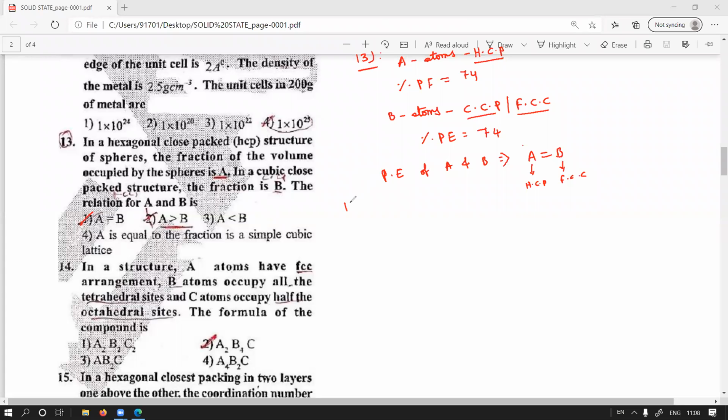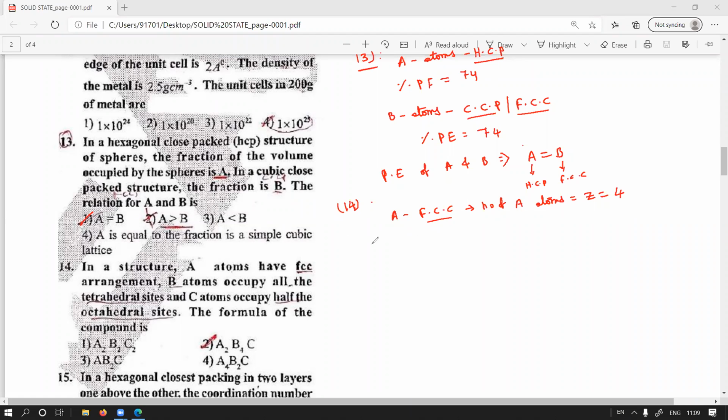So the correct option is the first one. Let's see the 14th question. In the 14th question, what did they give? In a structure, A atoms have an FCC arrangement. Means A atoms are present in FCC, face-centered cubic crystal. Then the number of A atoms is equal to Z is equal to 4. So what is the unit cell constant for a face-centered cubic crystal? 4.